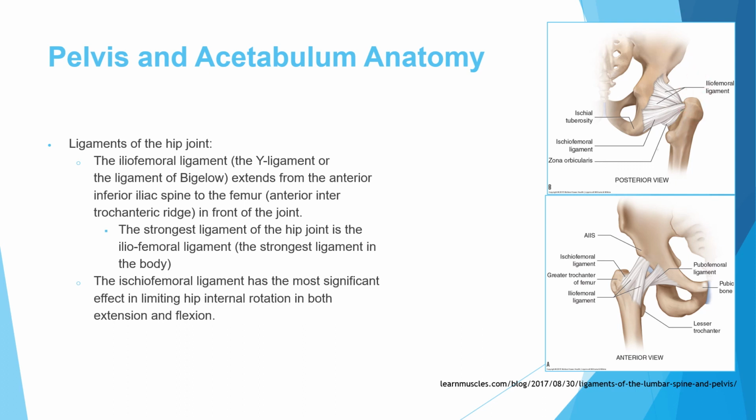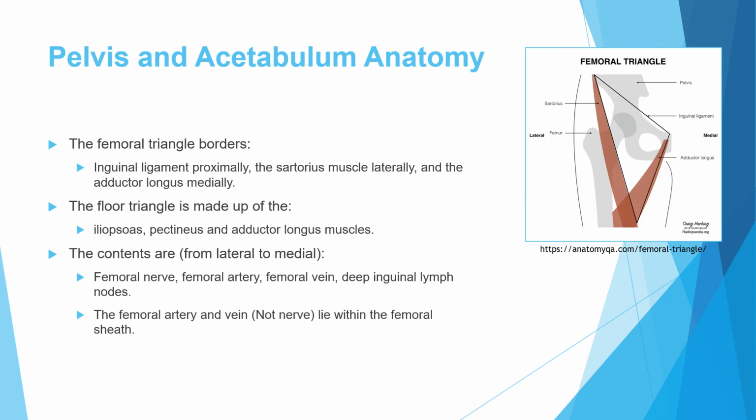flexion and extension. The femoral triangle is an area in the upper part of the thigh where the vessels and nerves are. It is an important anatomical area that commonly comes up in the exam. First, we need to know the borders. The borders are the inguinal ligament proximally, the medial border of the sartorius, and the medial border of the adductor longus. So sartorius, adductor longus, and inguinal ligament.